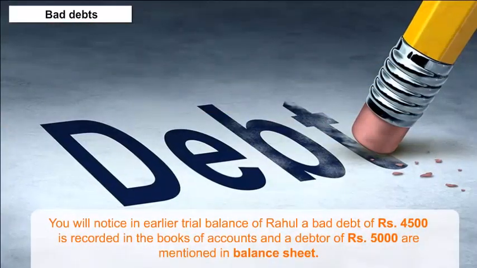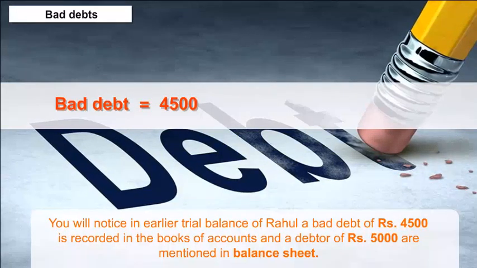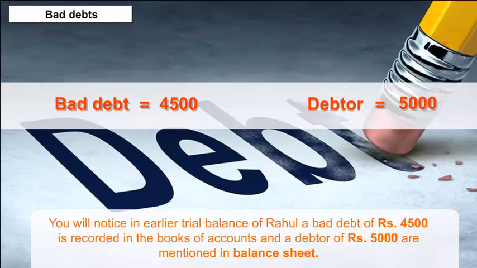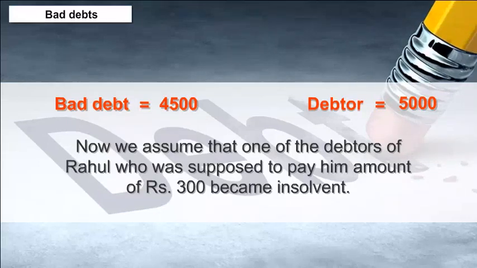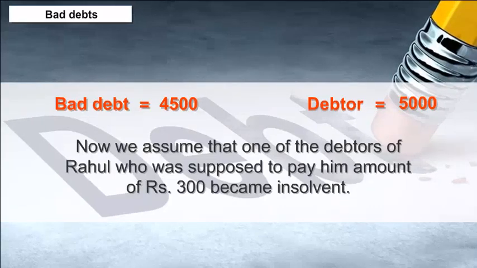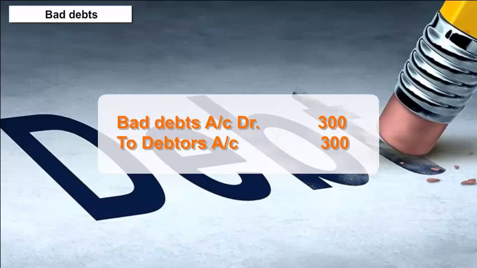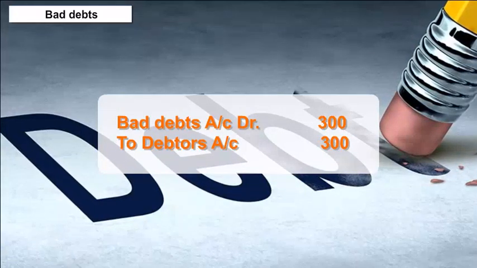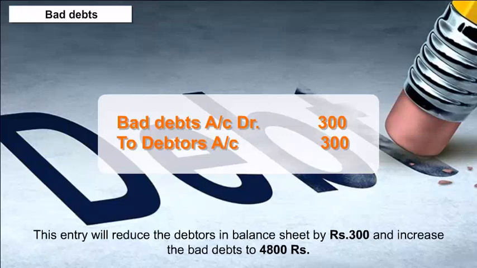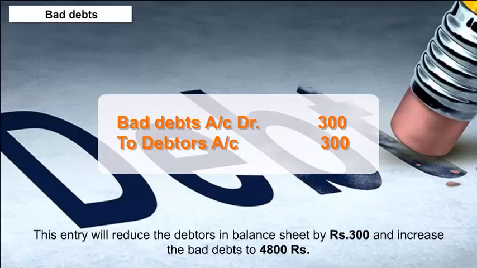You will notice in the earlier trial balance of Rahul, a bad debt of 4,500 rupees is recorded in the books of accounts and a debtor of 5,000 rupees is mentioned in the balance sheet. Now we assume that one of the debtors of Rahul who was supposed to pay him the amount of 300 rupees became insolvent. So the adjustment entry for the same will be done as follows. Bad debt account debited 300 to debtors account 300. This entry will reduce the debtors in the balance sheet by rupees 300 and increase the bad debts to 4,800 rupees.